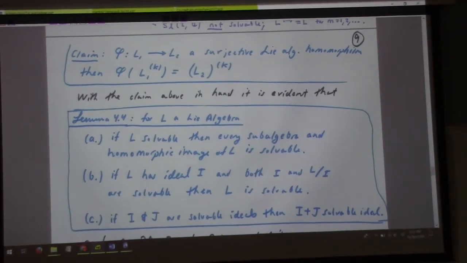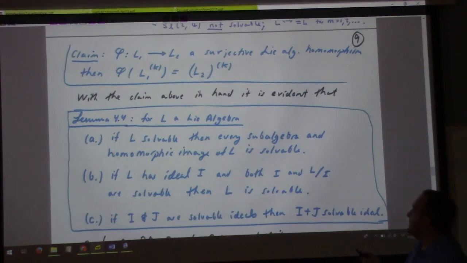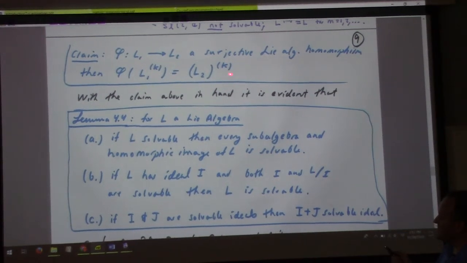Now, there's a claim that I could make here, which is that if we have a surjective Lie algebra homomorphism, then the image of the kth derivative of the algebra is the kth derivative of the range, the image. And with that claim in hand, it's evident that if you have a solvable L, then every subalgebra and every homomorphic image of L is solvable. It's also clear that if L has an ideal I and both I and L mod I are solvable, then L is solvable.